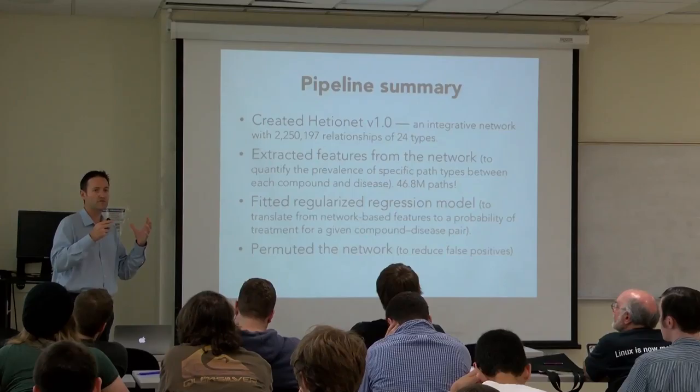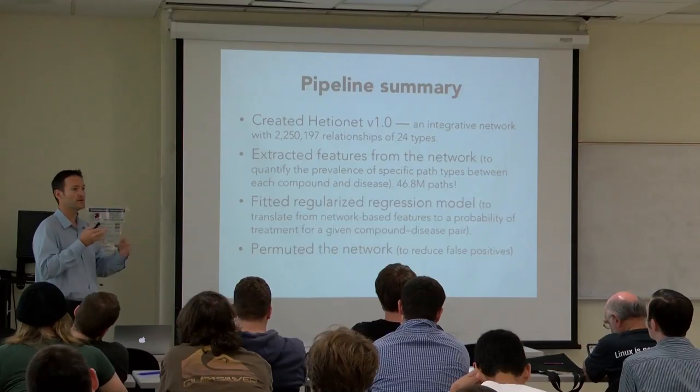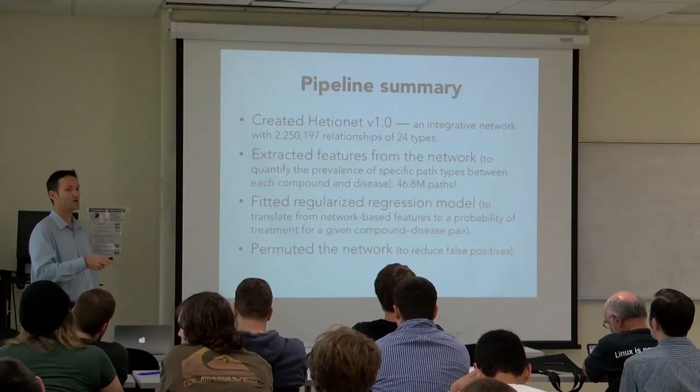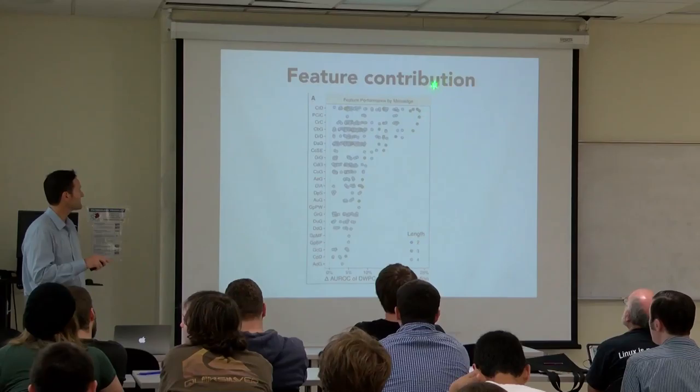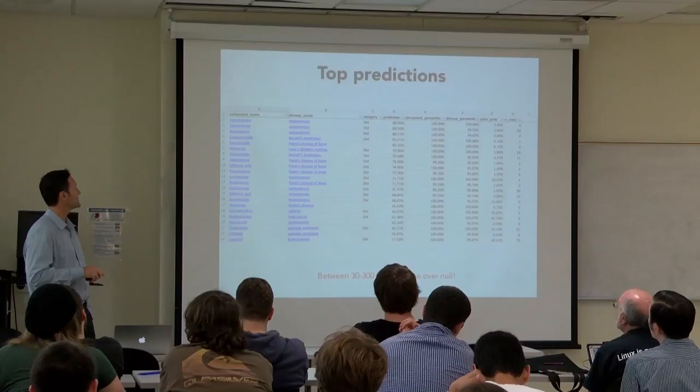you have to make sure that your data is true in the background of chance. We permuted the network several times to see what our predictability is on a permuted network, meaning a network that has relationships that don't make biological sense. So this chart here shows, again, the features that are the most predictive above permutation. And this is our top predictions.